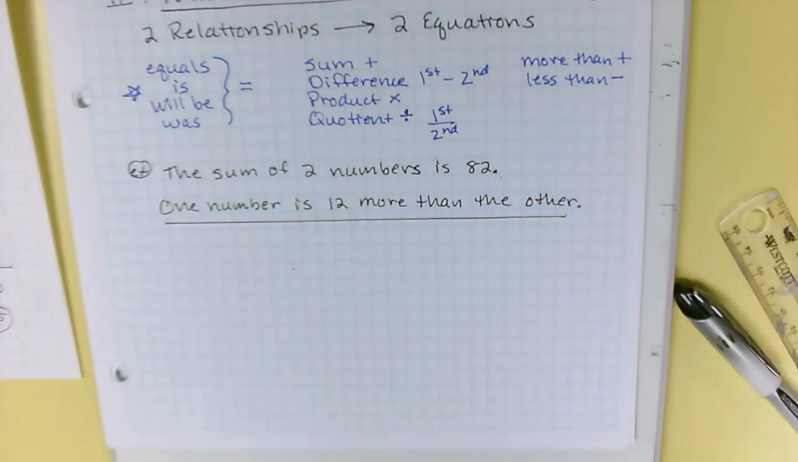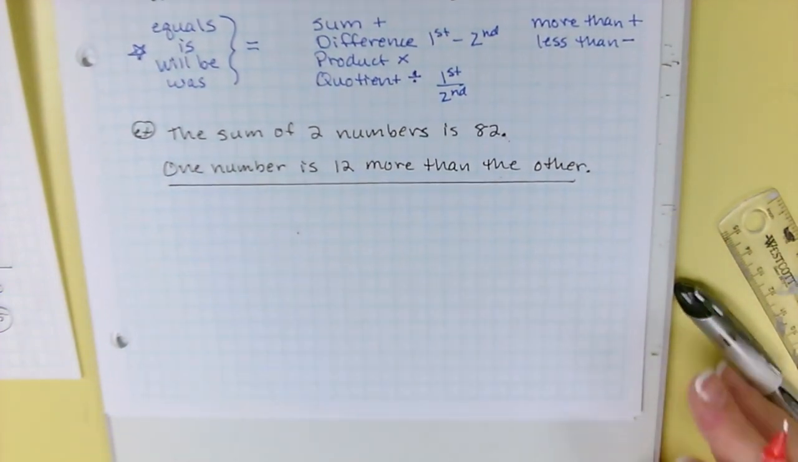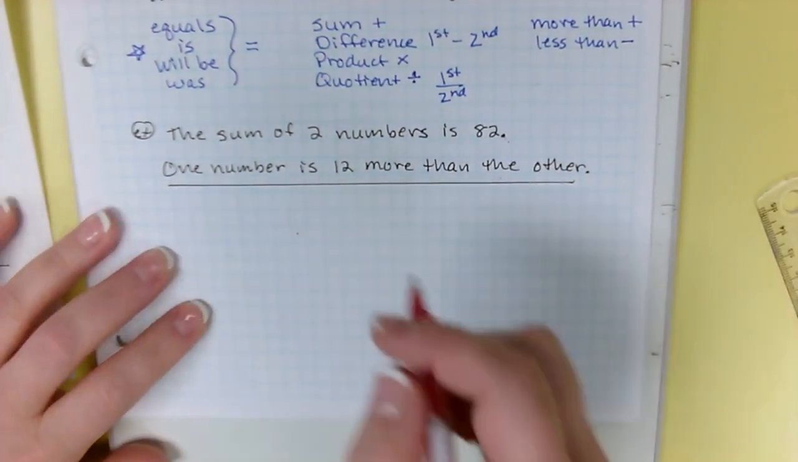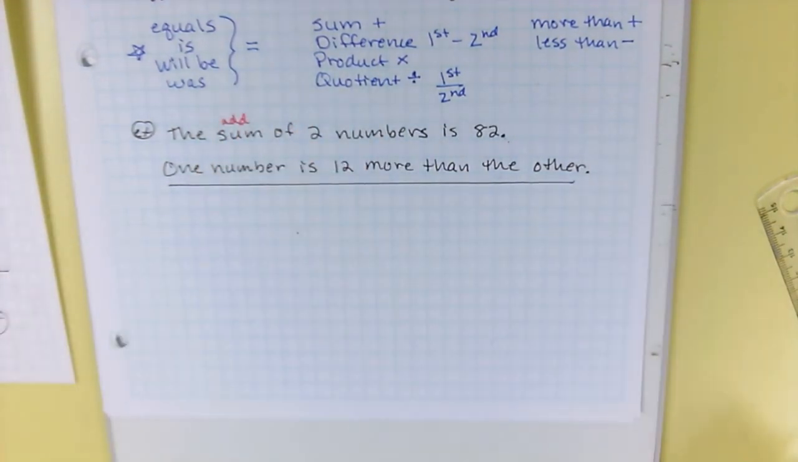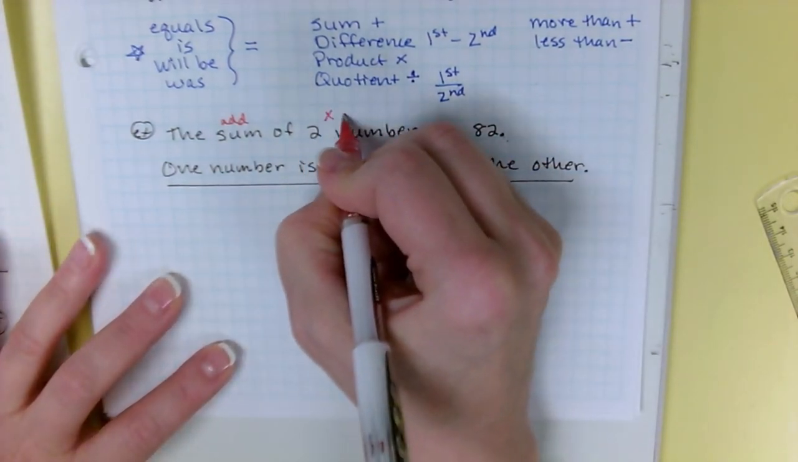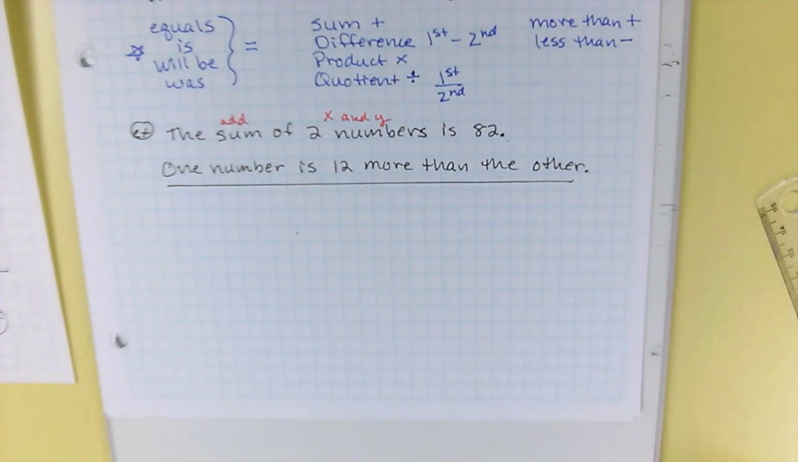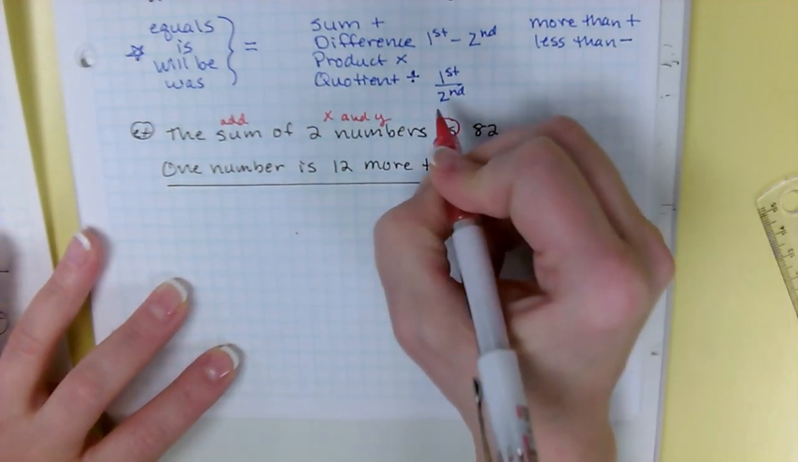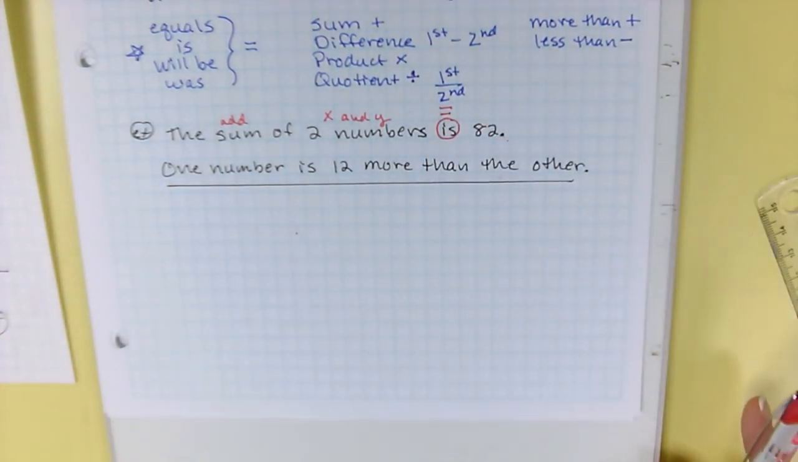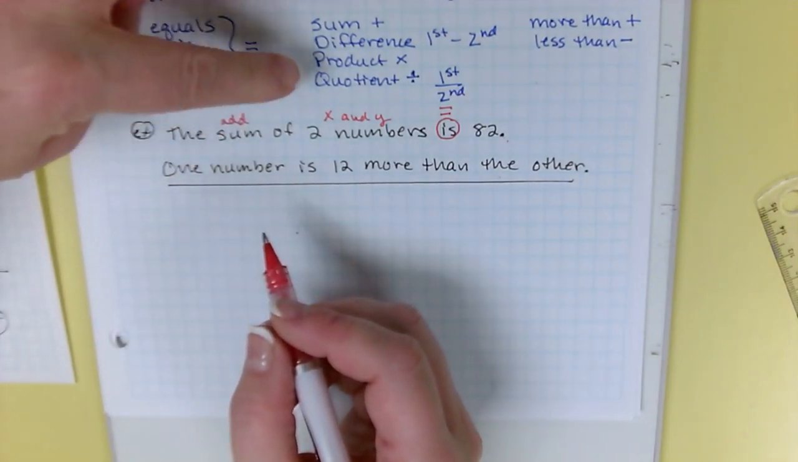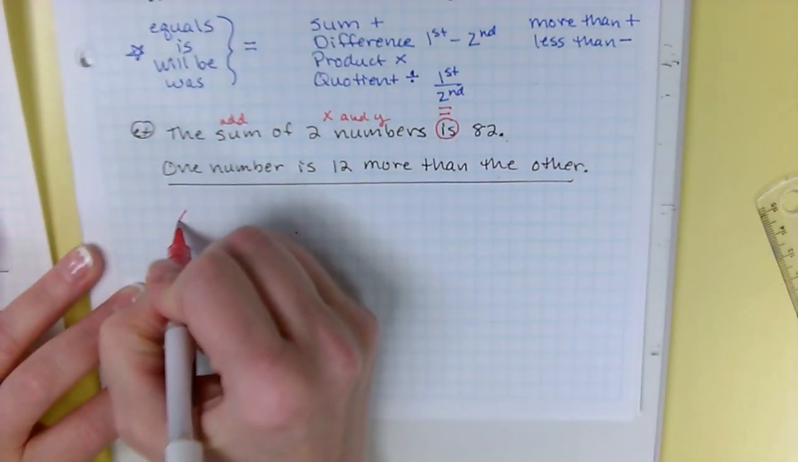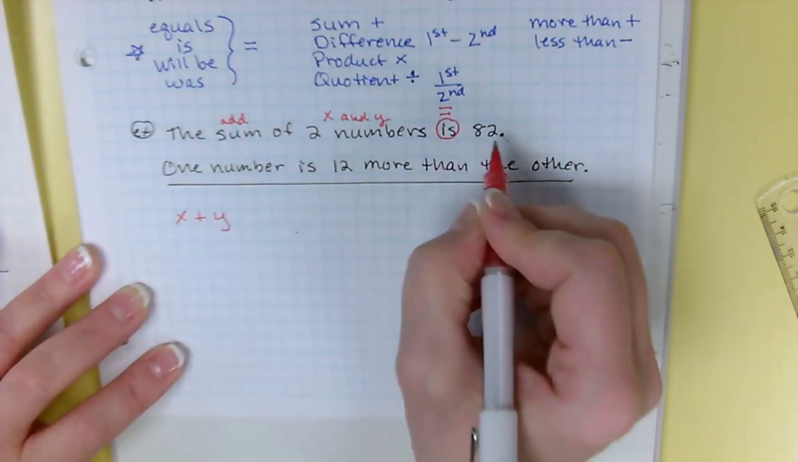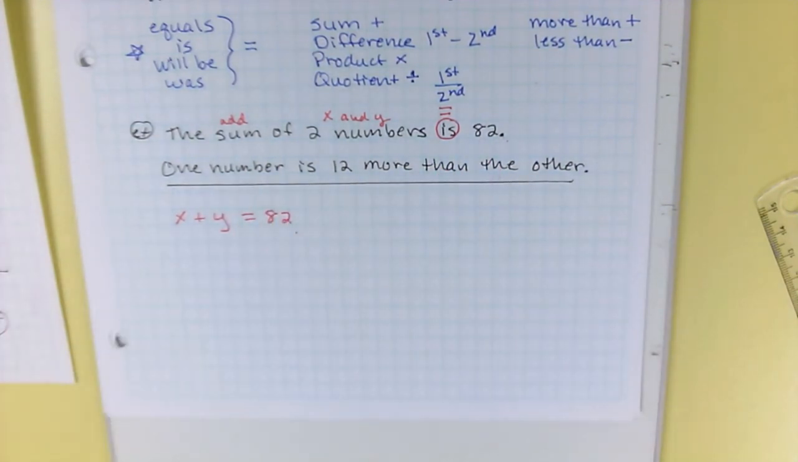Okay, so labeling it as you go can make the equation writing really pretty simple. So if you just write above the words what they're talking about. For example, you know that the word sum means add. So just write the word add above the word sum. And it's the sum of two numbers. So we're going to use X and Y for our two numbers. And then we've got one of those really important words, is. Is means equals. So our first equation is the sum adding X and Y. So X plus Y equals 82.